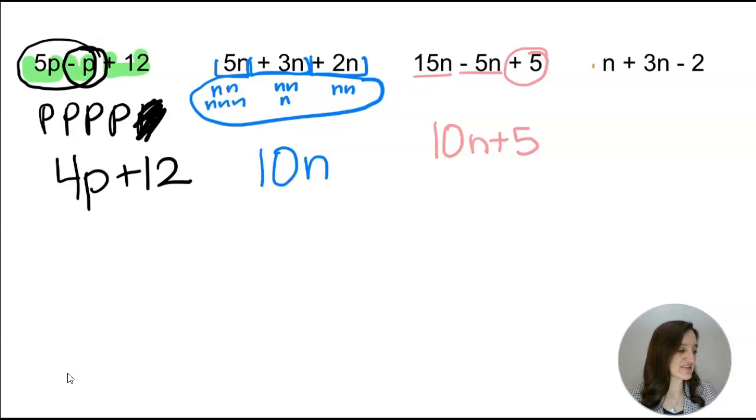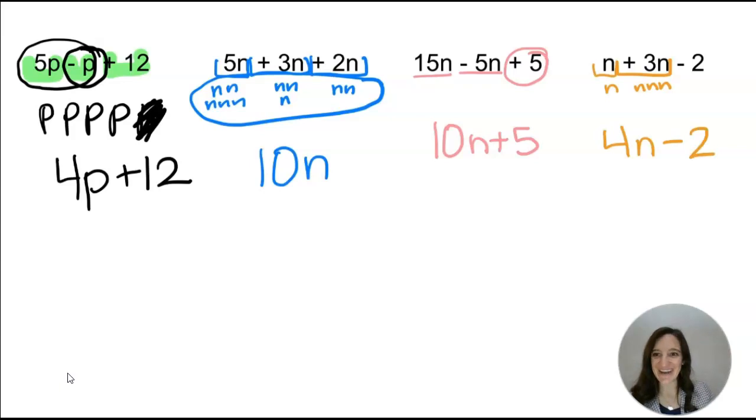This last one, it looks like my like terms are my n's. I've got an n, and I've got 3 more n's, which gives me 4n minus 2. How'd you do on that?